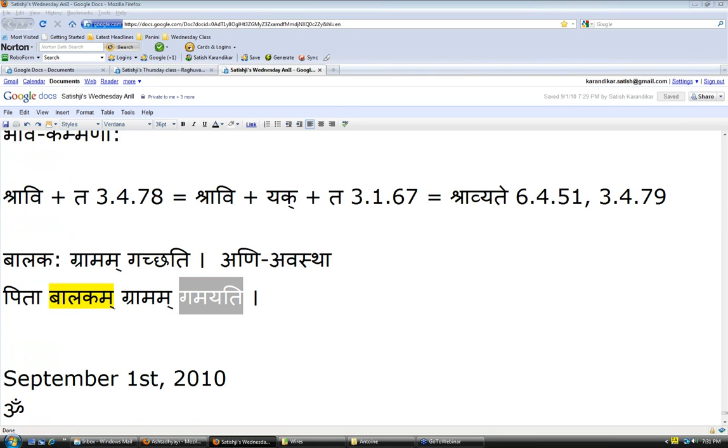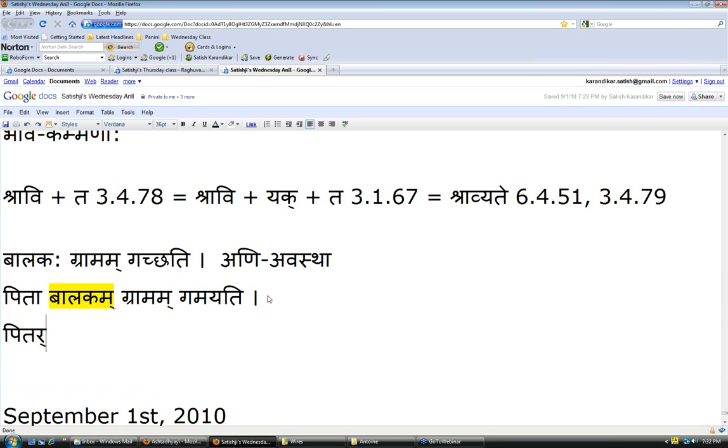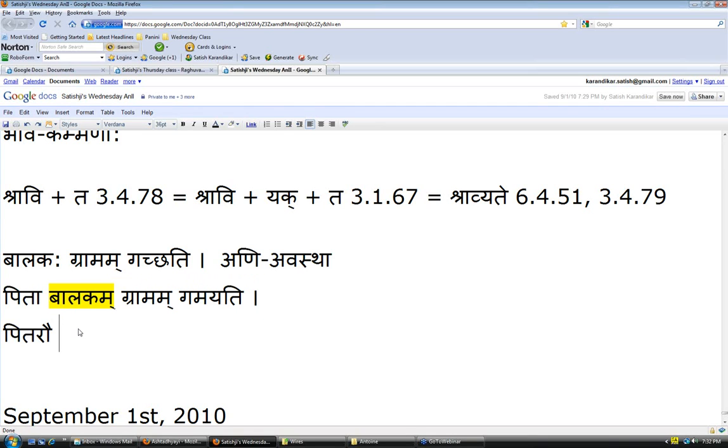You can tell me: who is driving Gamayati? Gamayati is driven by whom here? Pita. By Pita. Because if it says Pitarau, right, mother and father, we have heard Pitarau Balakam Gramam Gamayatah, it will become dvivachanam. So clearly the Balaka is not abhihita anymore. It is the prayojakah, which in this case is Pita, and if you copy the same sentence down, we'll see that the Pitarau will now drive the verb to become Gamayatah.